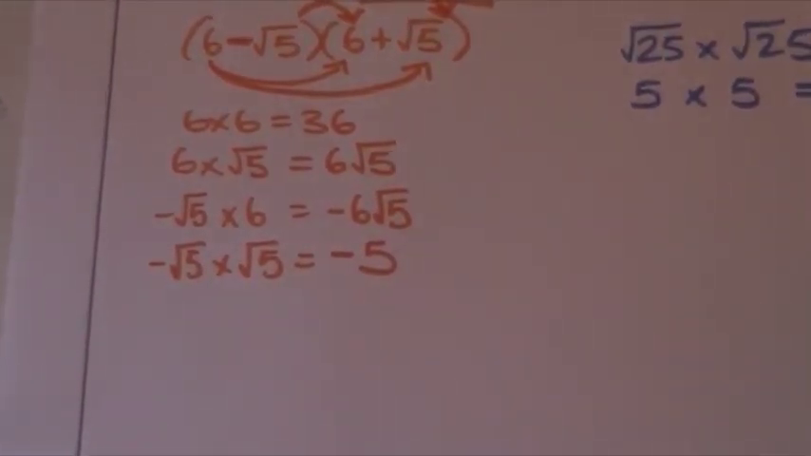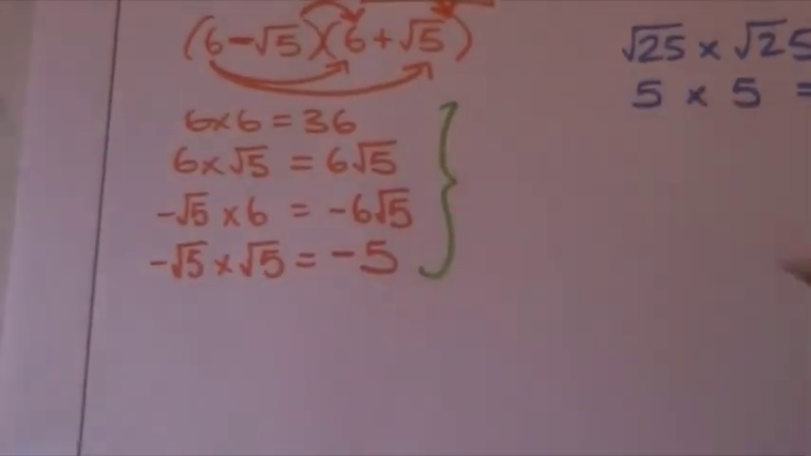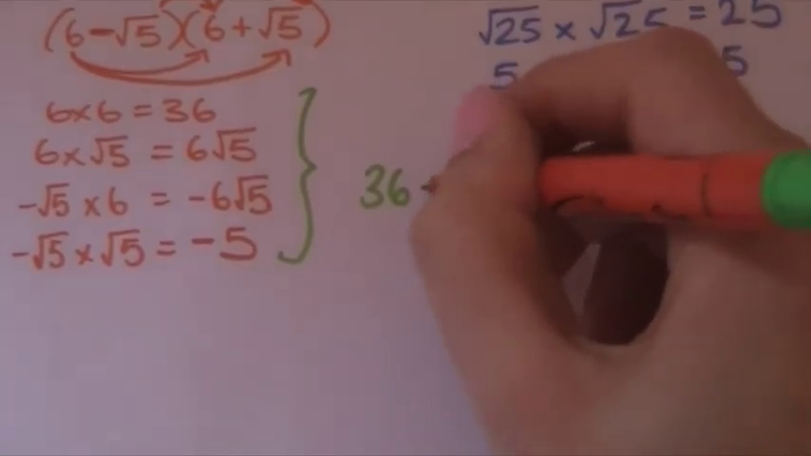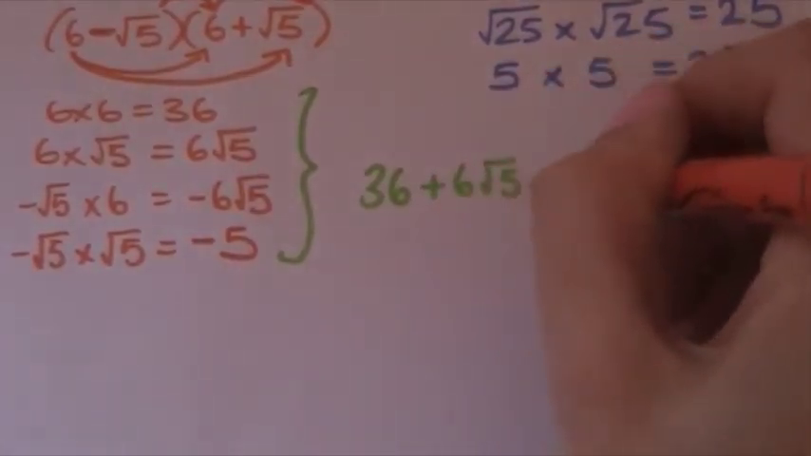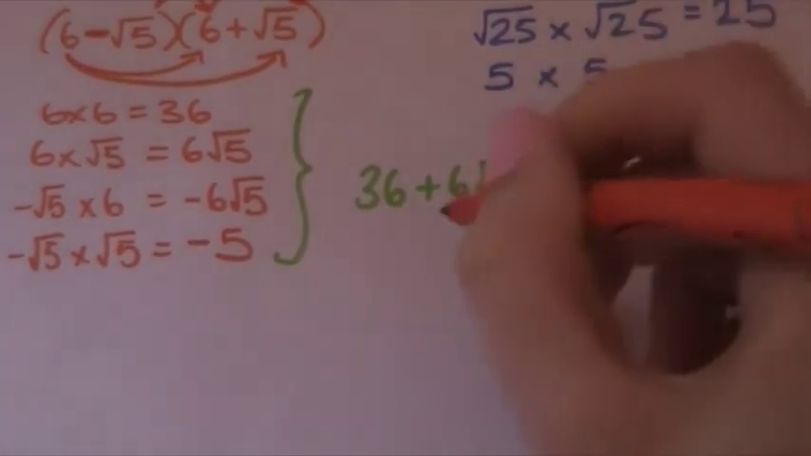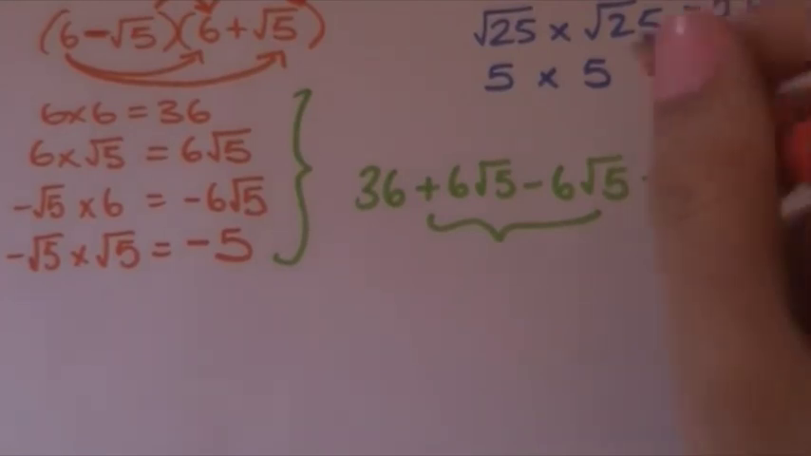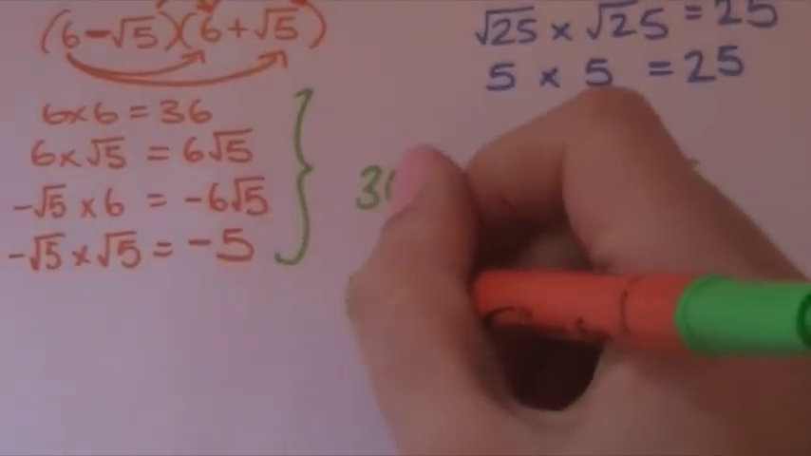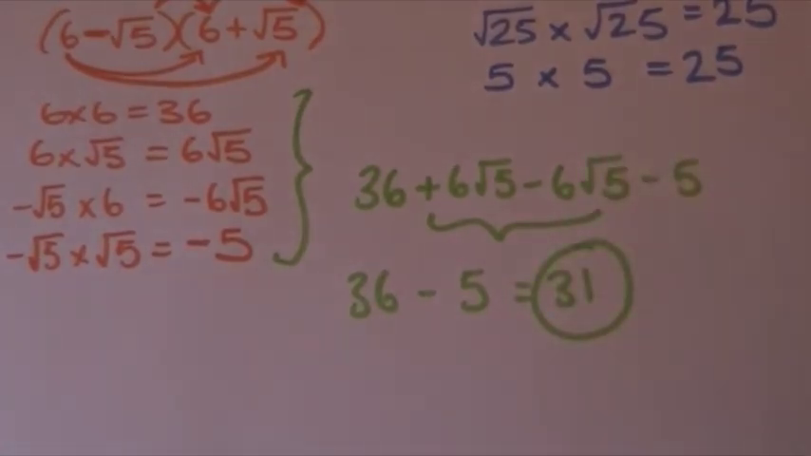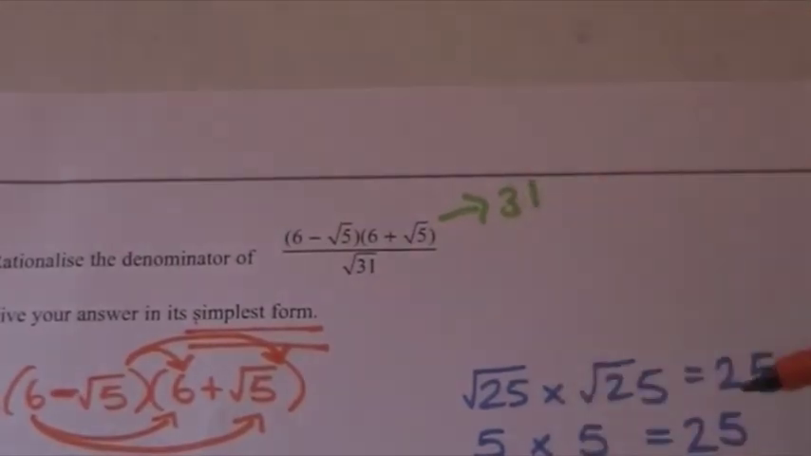Now, we haven't finished there, we need to simplify this. We've got our 4 terms: 36 plus 6 root 5 minus 6 root 5 minus 5. In the middle, add 6 root 5 minus 6 root 5 are just going to cancel each other out. So I'm left with 36 take away 5, which is 31. That's my numerator, that's what's on top. We go back to the question. We've just simplified this to 31.